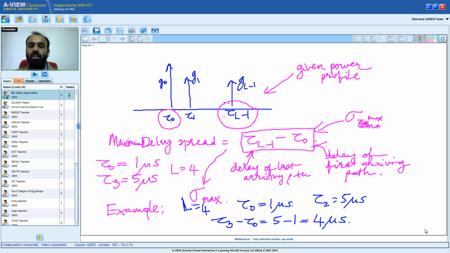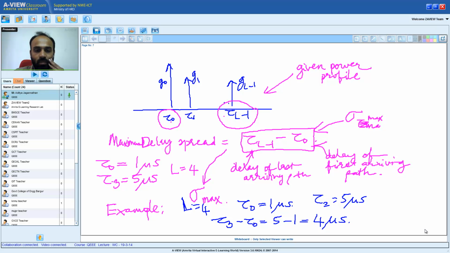Now, of course, this is a slightly bad measure of the delay spread. The reason being the following: you can clearly see we are not giving any importance to either the gains, that is G0, G1, G L minus 1, or some of the components, that is tau 0, tau 1, tau L minus 1. For instance, can someone tell me when this is not an appropriate measure of the delay spread?